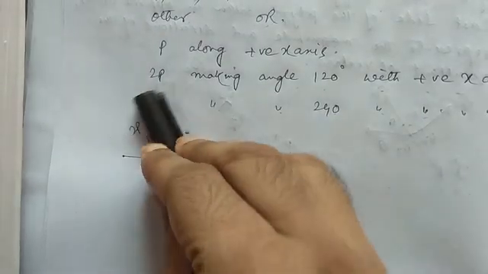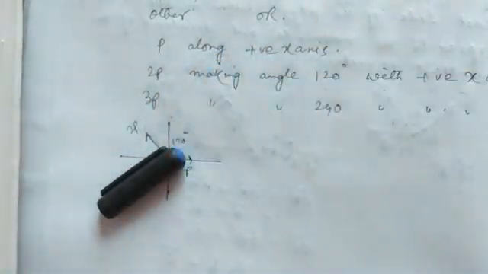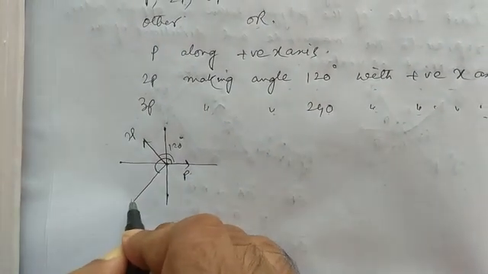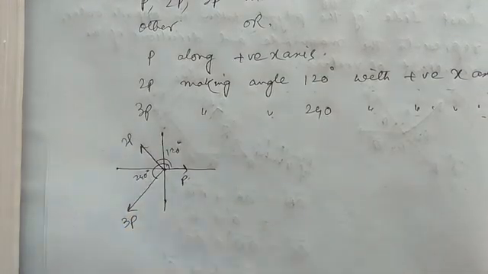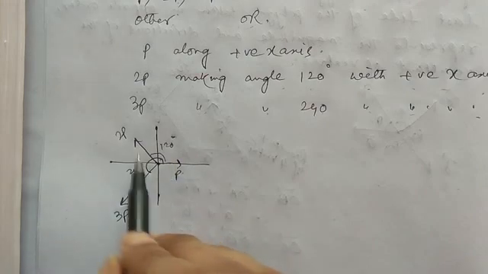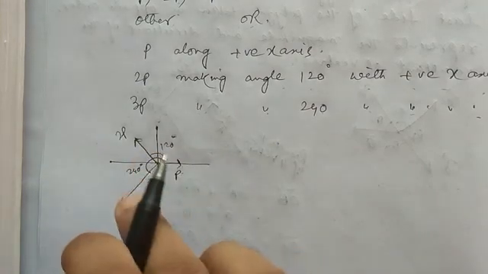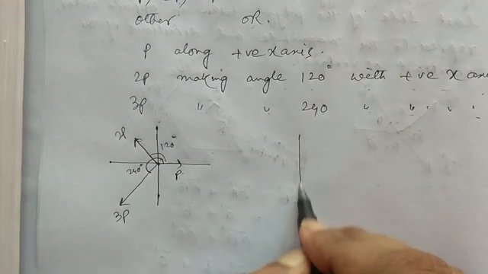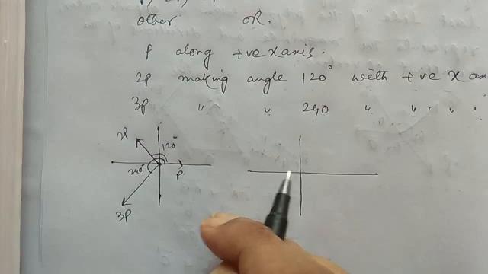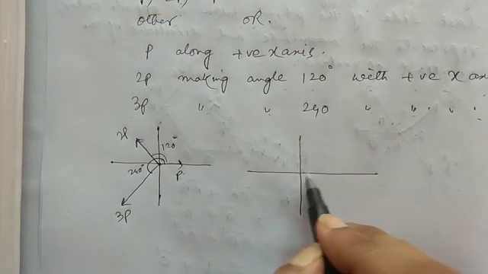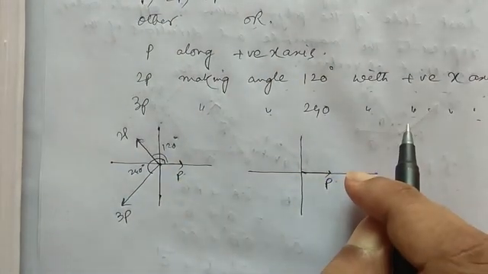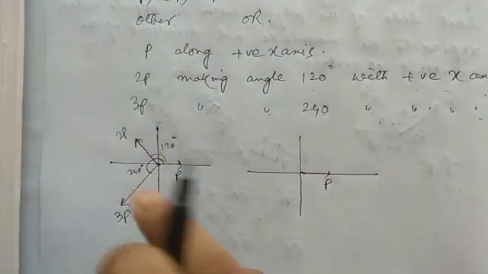We have to move 240 degrees. This is the 240 degrees, so we have to move 240 degrees to get 3P. Now in the second diagram, we have to break these vectors into their components, x and y axis. So we draw another one. P has only one direction, that is along the x-axis, so it has no y component. So we draw P here. Now 2P has a component along the y-axis as well as the x-axis.